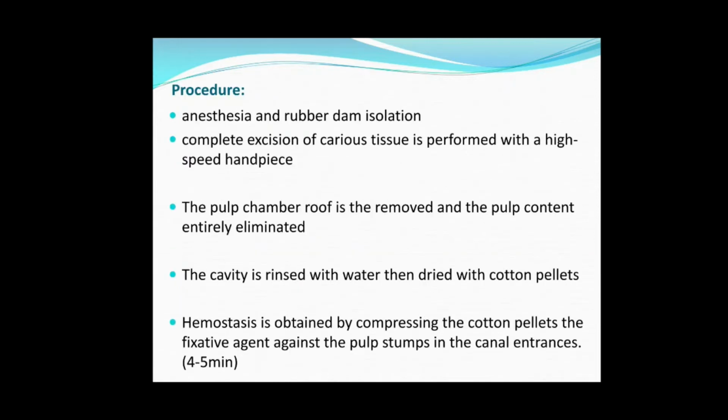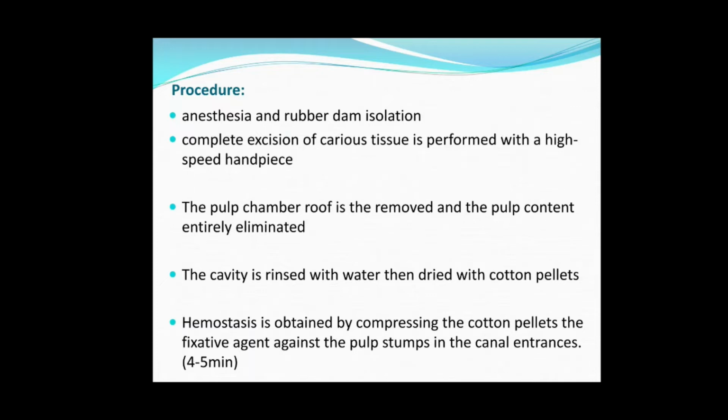Coming to the procedure, since it is a painful procedure, anesthesia is administered and followed by placement of rubber dam. Complete excision of caries tissue is performed with a high-speed handpiece. The pulp chamber roof is removed and the pulp content is entirely eliminated. The cavity is rinsed with water, then dried with cotton pellets.